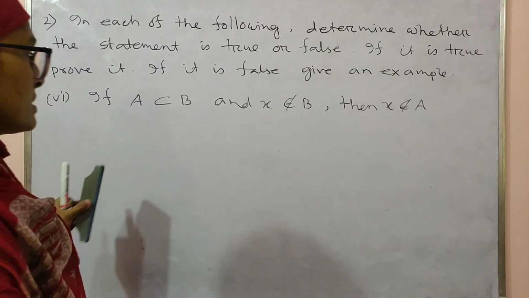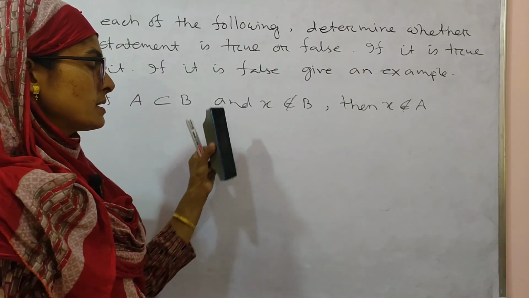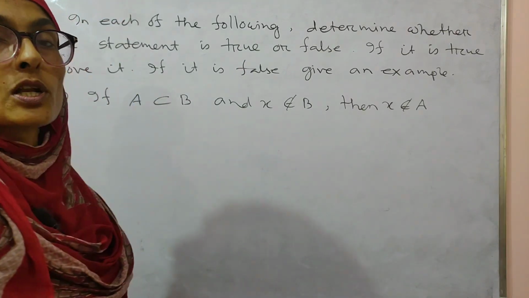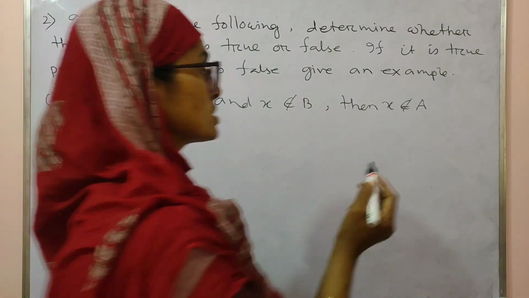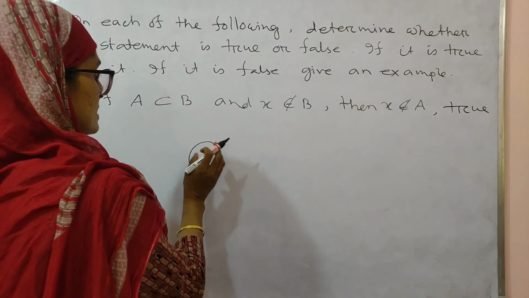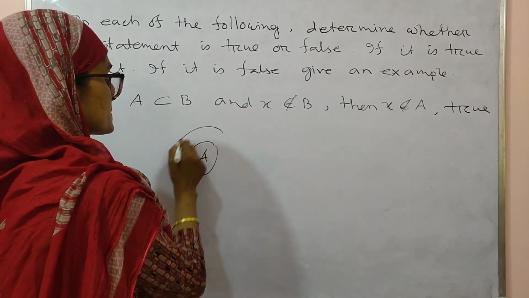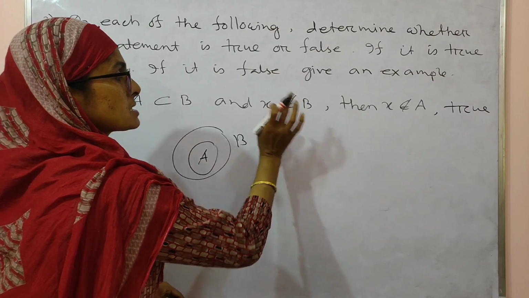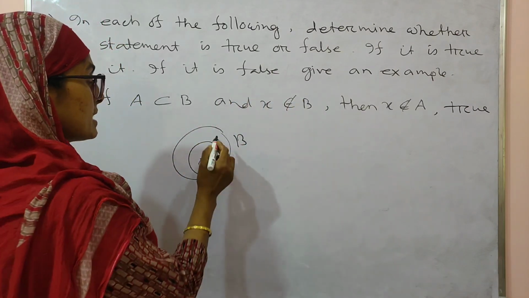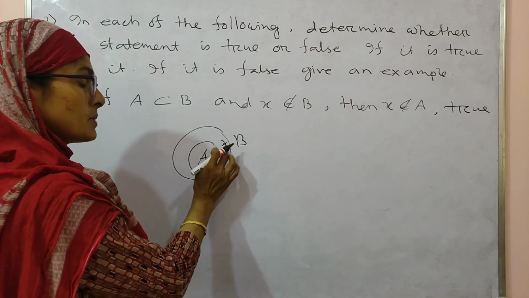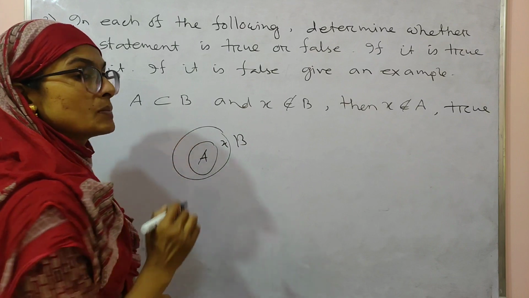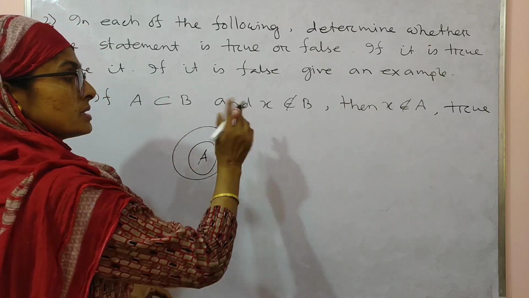Number 6. If A is a subset of B and X does not belong to B, then X does not belong to A. This one is true. Here it is given that A is a subset of B and X does not belong to B, and for any element X that does not belong to B, then X does not belong to A.